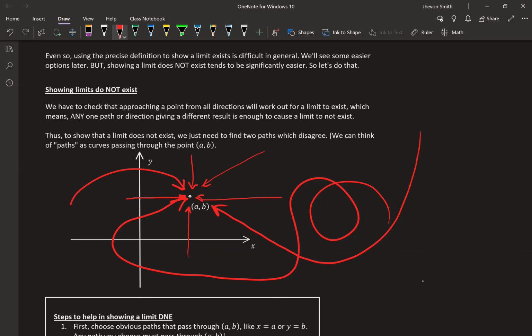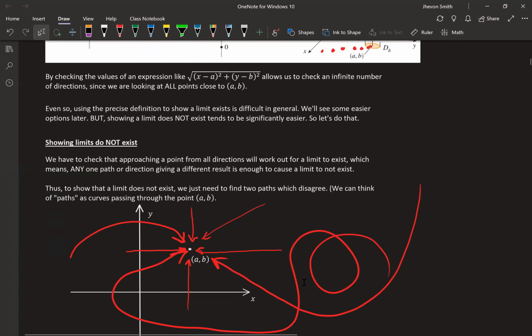And we're not going to have a lot of time to do it. So that's what we're going to talk about. So hopefully you appreciate what's happening here. In order for my coordinate to get close to A, B, my X can get close to A according to some function. My Y can get close to B according to some other function. And you put these together, and through various functions, various paths, I can approach A, B along any of them. I want to make sure that all of these paths give me the same answer.